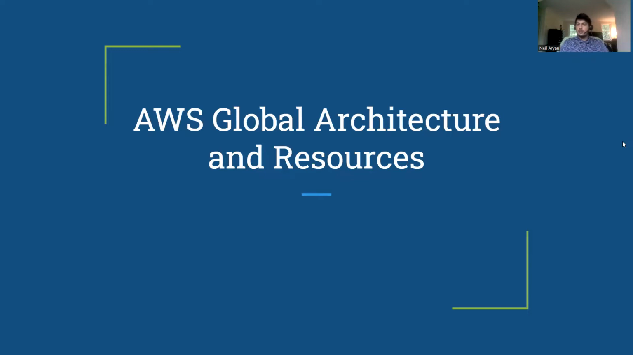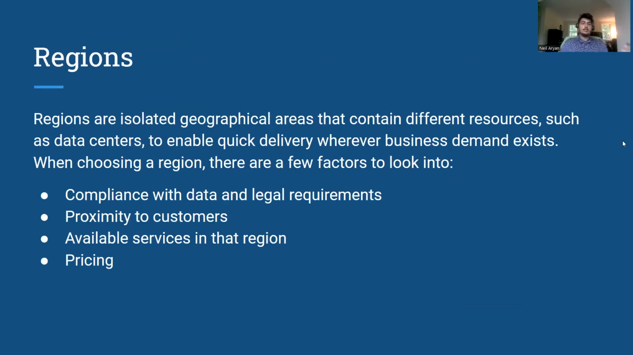Now, some of the broadest parts of the global architecture is a region, and a region is an isolated geographical area that contains different resources such as data centers. And these exist to enable quick delivery wherever you have demand. When you choose a region, there's a few things that you want to look into, such as compliance with data and legal requirements, such as HIPAA, proximity to customers to ensure that there's low latency whenever you're transferring data or requesting data from them. You want to make sure that the available services in that region match your needs. You also want to make sure that it's affordable to you and that you're not paying for a bunch of services that you'll never really use.